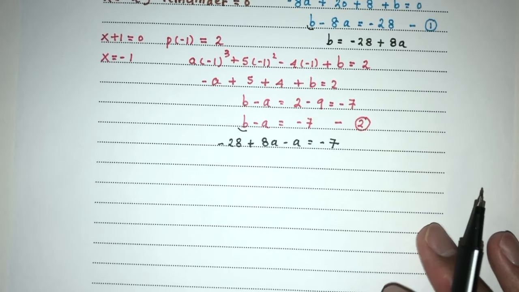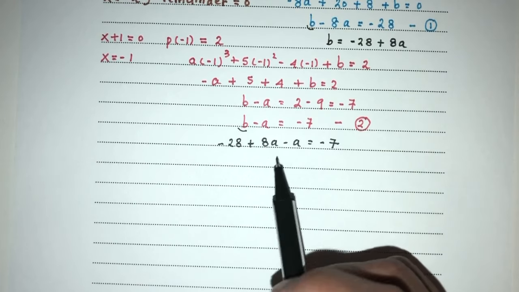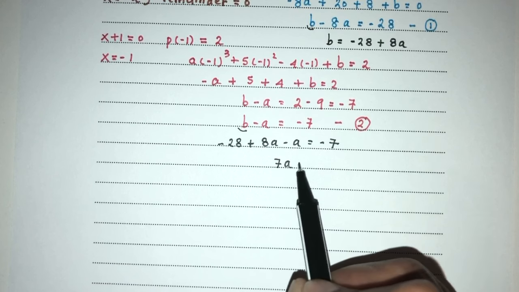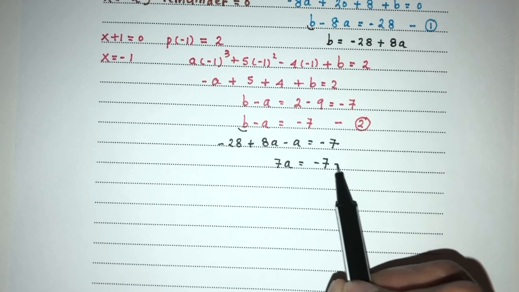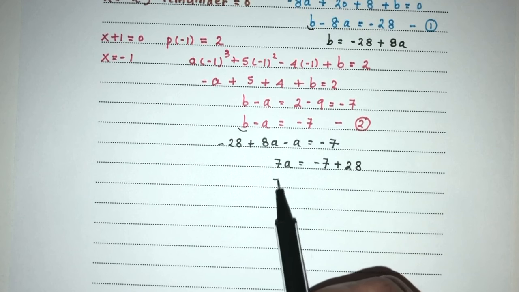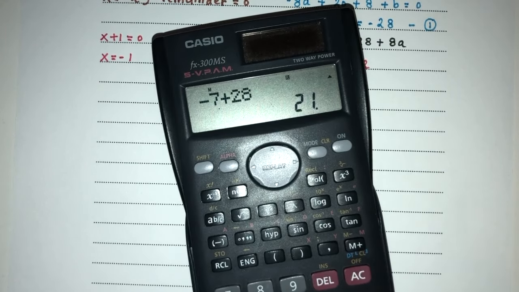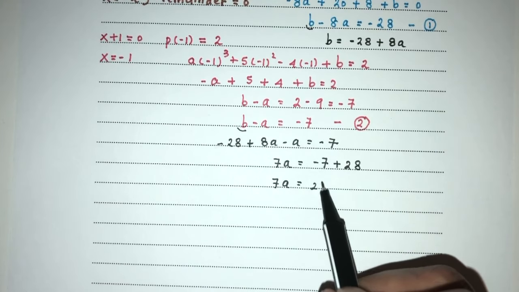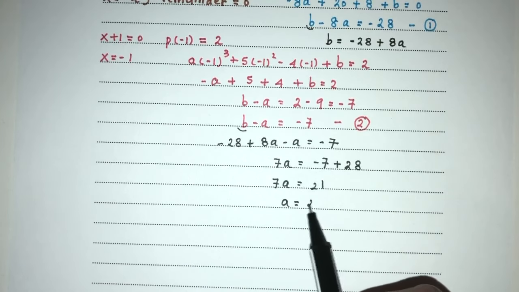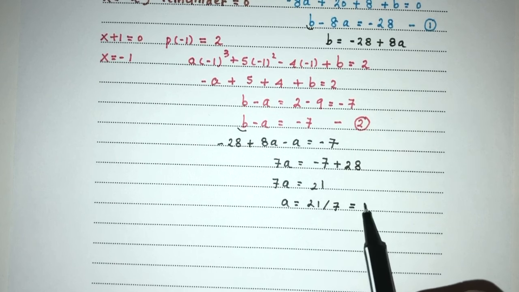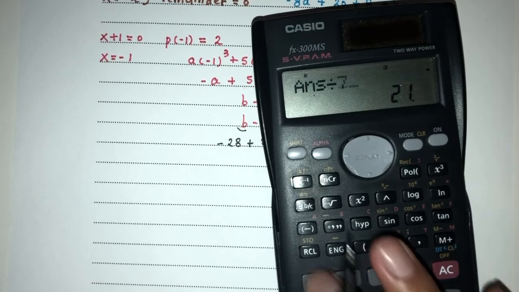Now let's follow up with this. So we have this minus this, that will be 7a. Here we have minus 7 plus 28. So 7a, let's check, plus 28, that should be 21. So 21, a has to be 21 divided by 7, and that should give you the value of 3. But always double check, because why not?